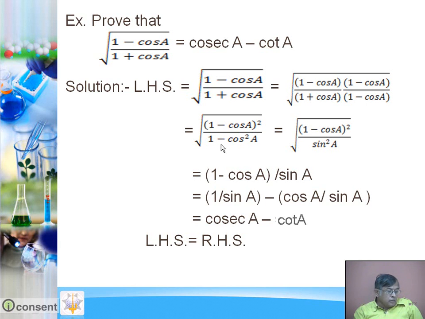1 minus cos square A means sin square A, and therefore this is 1 minus cos A bracket square upon sin square A. Now the square root of this is 1 minus cos A upon sin A. Now 1 minus cos A upon sin A means every term is divided by sin A. So 1 upon sin A minus cos A upon sin A, that is cosec A minus cot A. Now this is a typical problem and very popular for trigonometry in 10th and 11th standard.